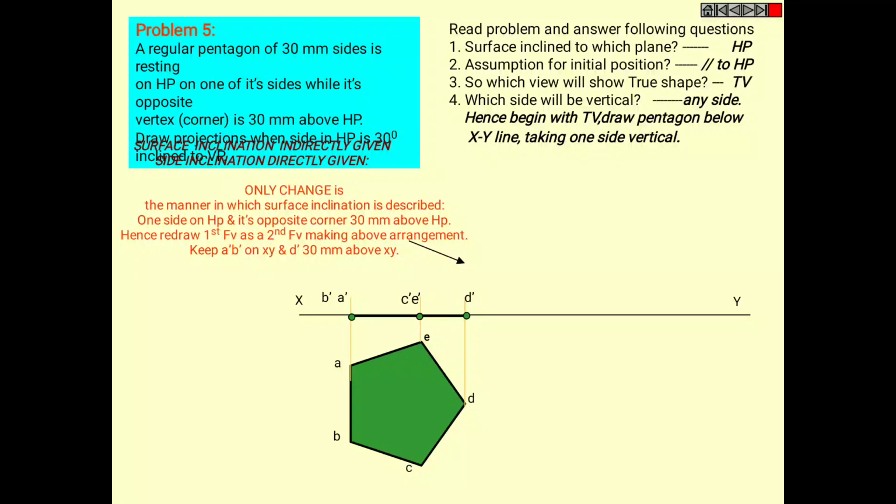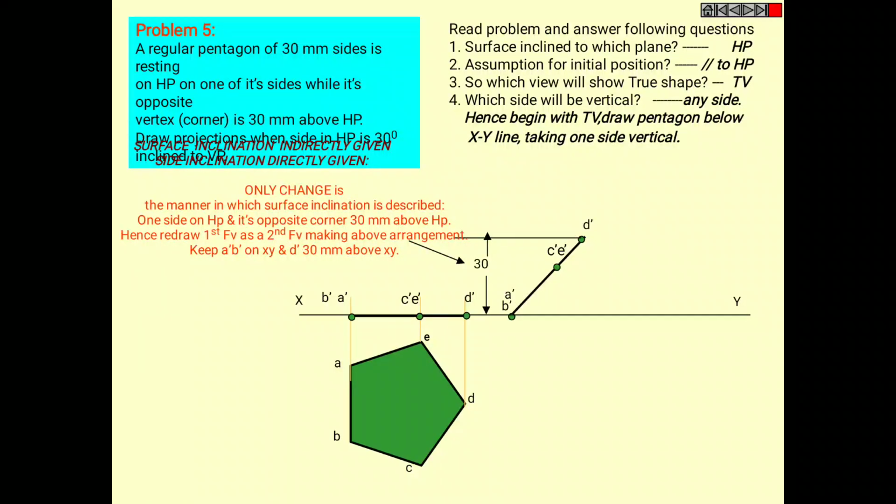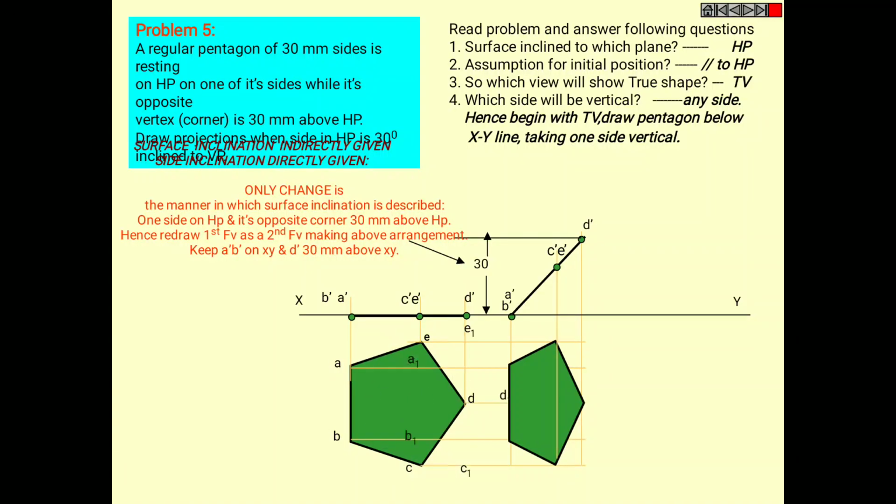So now the only change is the manner in which the surface inclination is described. One side on HP and its opposite corner 30 mm above HP. So hence draw the first front view, and then the second front view, making the above arrangement. Keep a dash b dash on XY and d dash 30 mm above XY. See, in this way. Okay. Now again take the positions from here, both VP and HP. Mark the points and draw the diagram.